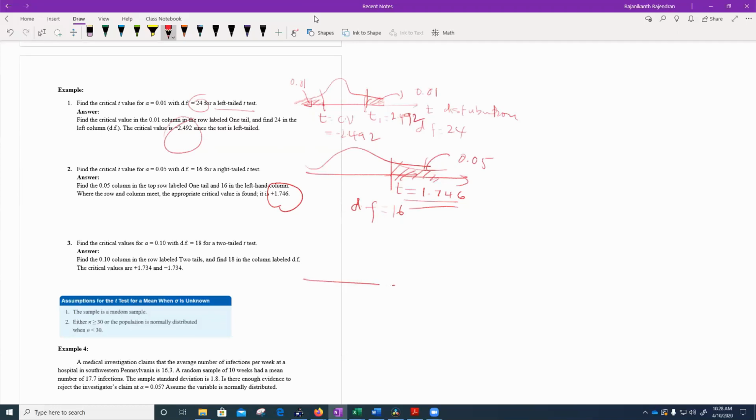The third one, all three problems are different scenarios, right? Now this one is again two tail. Your alpha is 0.1. Remember, two tail means you have to distribute your alpha into two pieces. That is why I need to divide by two now, right? So 0.1 divided by 2 is 0.05 now.